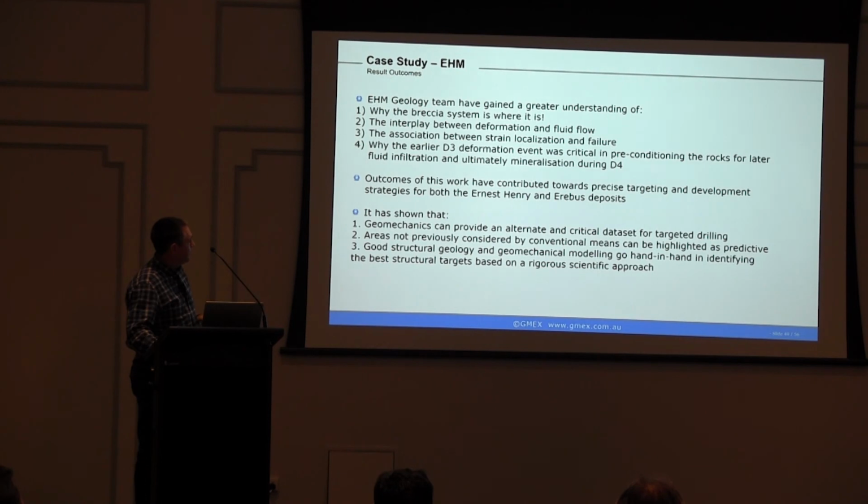So I think the guys gained a really good understanding of why the breccia body sits where it does in terms of that inflection on the main structures, and also that compositional contrast between the diorite body and the sediments and volcaniclastics. And I think what it's done is given them an alternate data set to look at, particularly if they want to look at targeting drilling within the system.